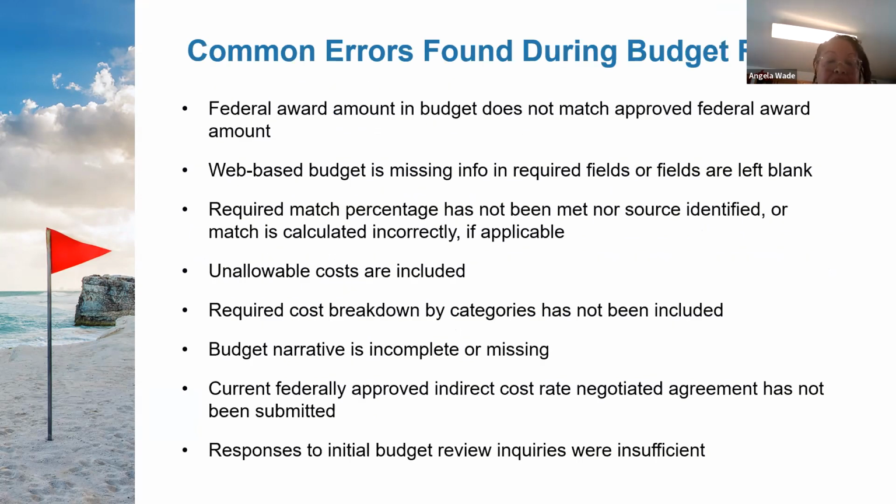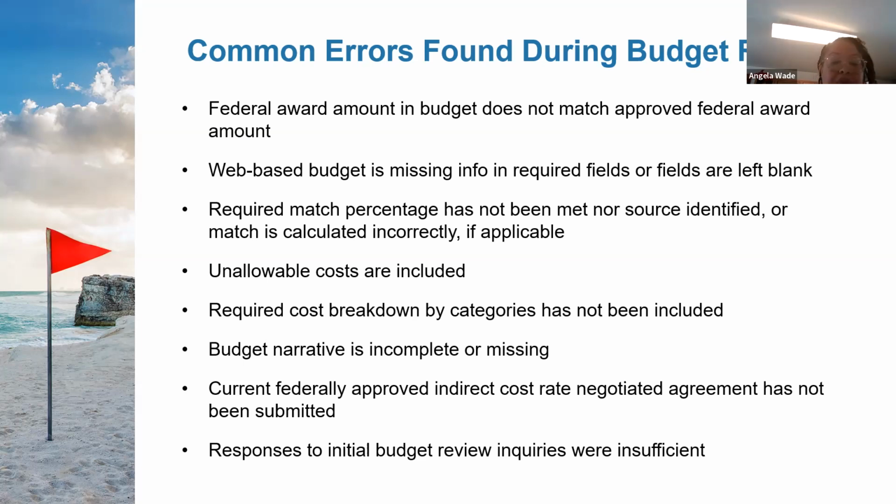So what we have here is some of the errors we usually find when we're actually reviewing your budget. And our goal is to let you know about some of these errors right now, so then when you're working on your budget, you can be mindful of what you're including or you're missing when you're completing your budget. So the first one, federal award amount budget does not match the approved federal award amount. So you want to make sure when you're entering your budget that the total amount of your budget does equal the total amount you're being awarded for this particular program.